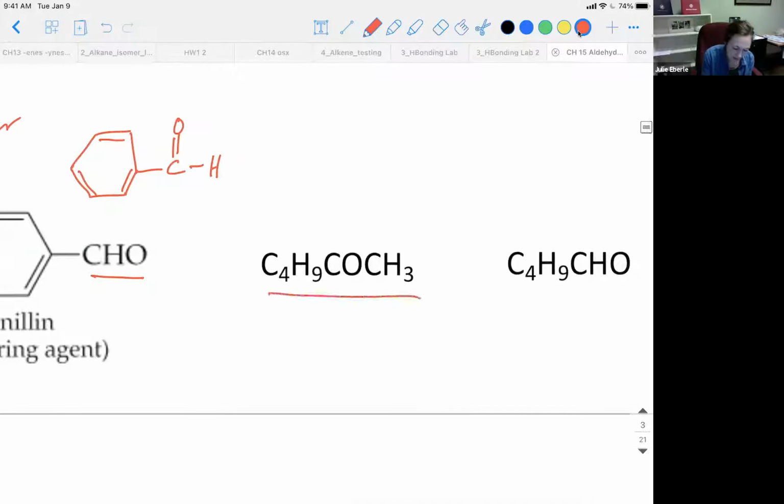Okay, what about this right here? C4H9. I'm not going to worry about drawing out all the hydrogens, but I got 4 carbons. 1, 2, 3, 4. And then I got it bonded to another carbon right here. So that's this carbon 5 and that's carbon 5. And we got this O and then a CH3. So I got a CH3 right there. So that's carbon 6 and that's carbon 6.